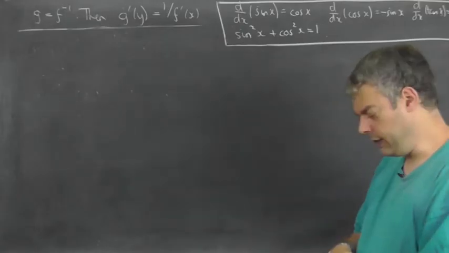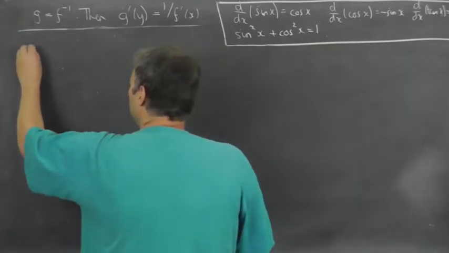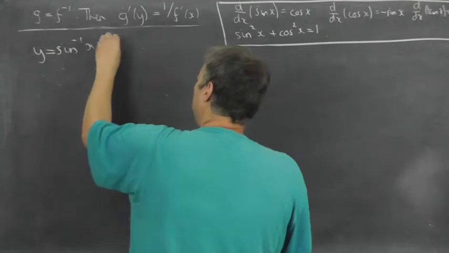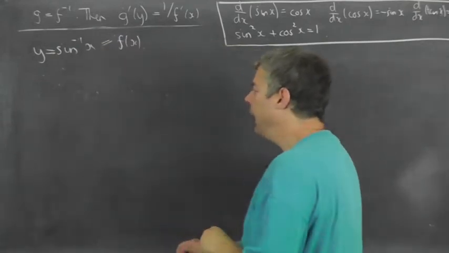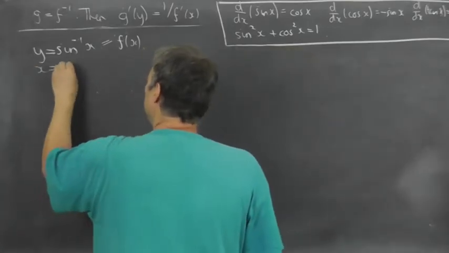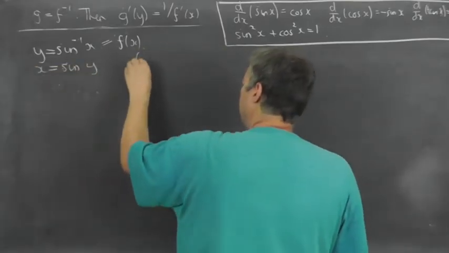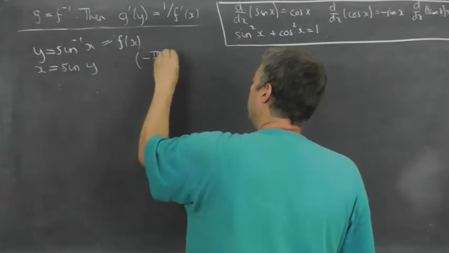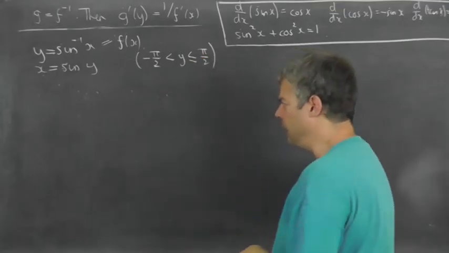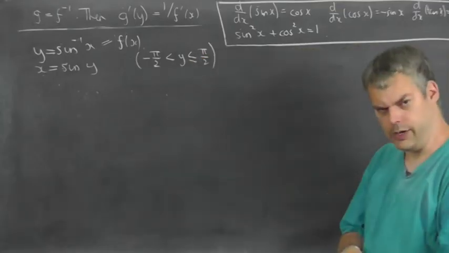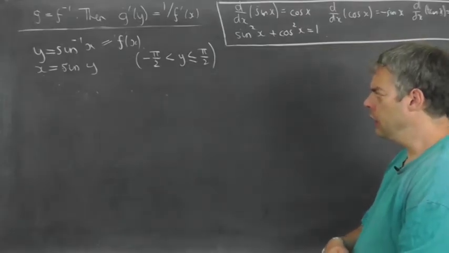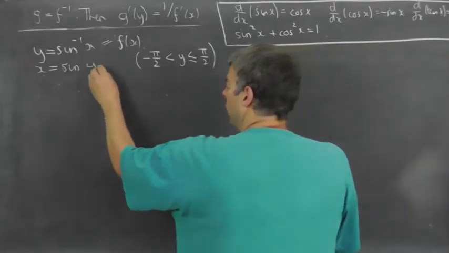Let's start with sine inverse of x. So we put y equals sine inverse of x, and this is what we'll call f of x. And y equals sine inverse of x precisely when x equals sine y, and that's only valid between minus pi over 2 and plus pi over 2. So I've exchanged the x and y from just a moment ago. So sine of y is g of y.